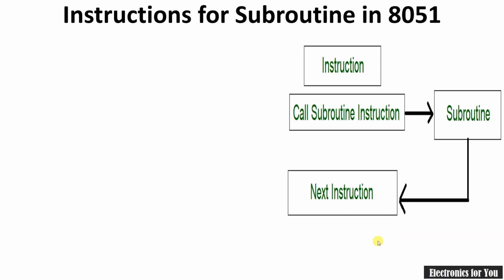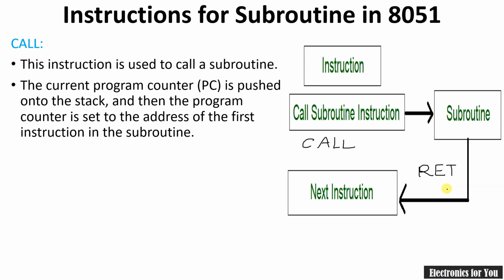Now two main instructions are used for accessing the subroutine. The first one is the call instruction and another one is the return instruction. The call instruction is indicated by CALL. Now these call instructions are of two types. Actually in the case of 8051 it is ACALL and LCALL, whereas return instructions are also of two types. One is RET and another one is RETI. I will explain it later, but the call instruction simply indicates a call of a subroutine.